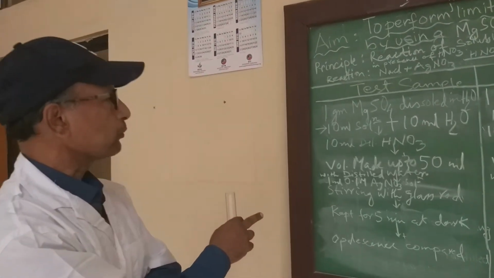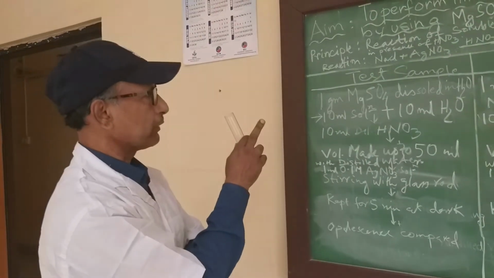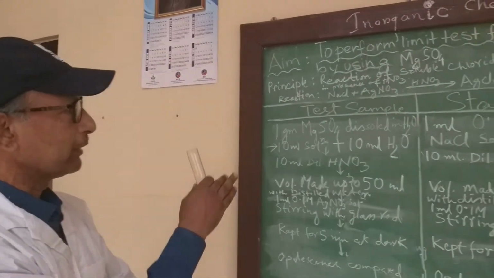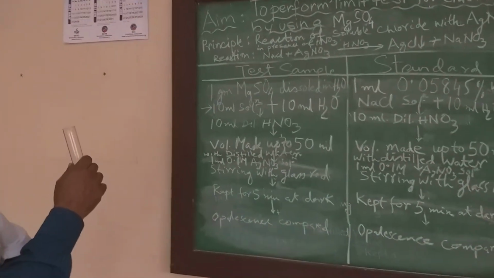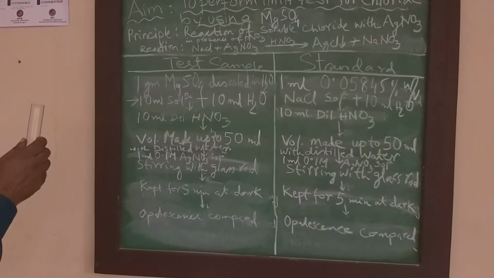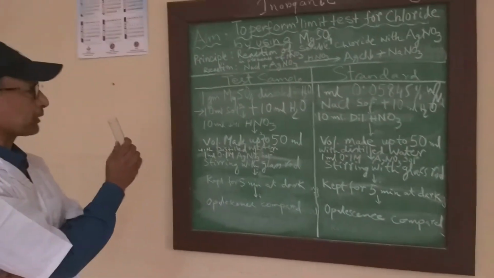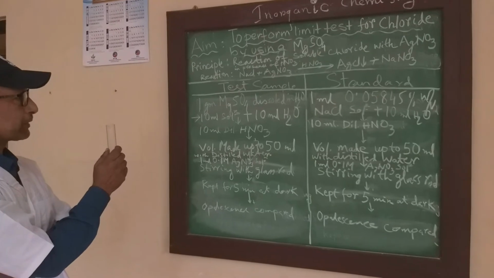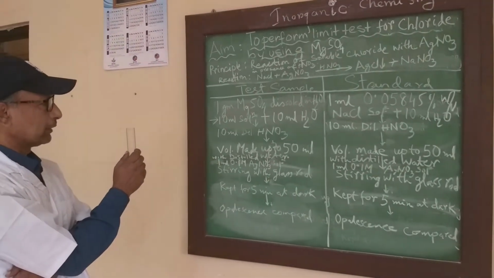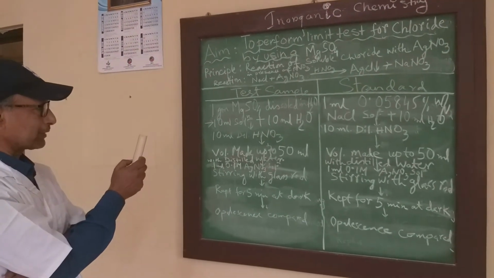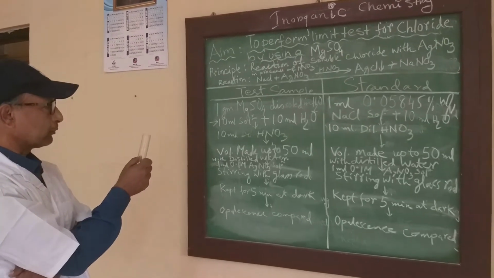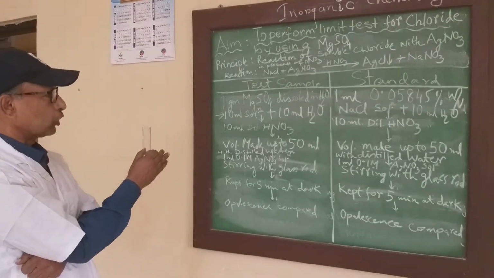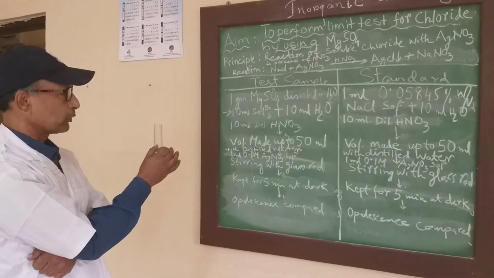The opalescence produced here due to the silver chloride precipitate will be compared with the standard opalescence. In the standard test tube, we will take 1 ml of the standard sodium chloride solution which we have prepared by taking 0.05845 percent weight by volume of sodium chloride. Then we will add 10 ml of water in the standard Nessler cylinder, then 10 ml dilute nitric acid. Same conditions will be created. Volume will be made up to 50 ml with distilled water.